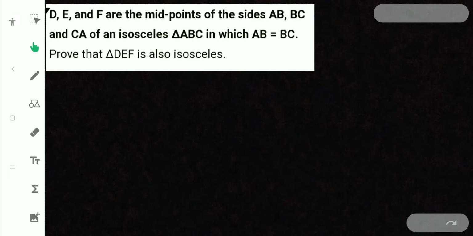D, E, F are the midpoints of the sides AB, BC and CA of an isosceles triangle in which AB is equal to BC. So what they are asking to prove is prove that triangle DEF is also an isosceles triangle. So now let us see what is the actual question.